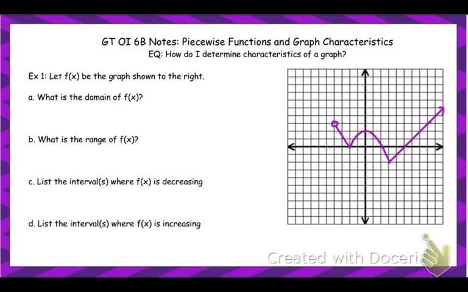These are things we've done all year long, over and over and over again, that hopefully by now are going to be pretty easy for you. So we're going to start with domain and range. If you remember domain, we look left to right. We're going to write these in interval notation.